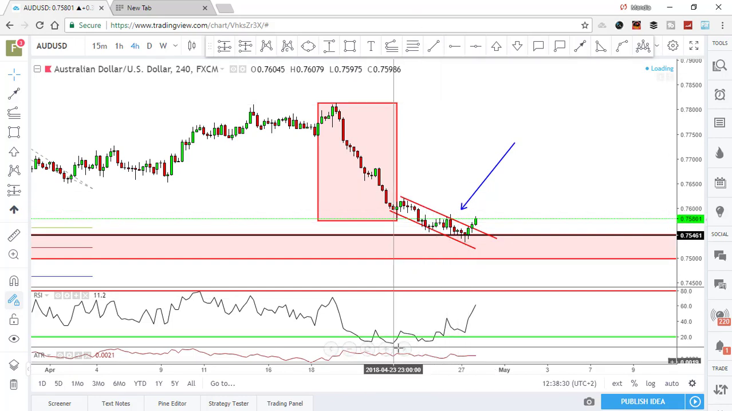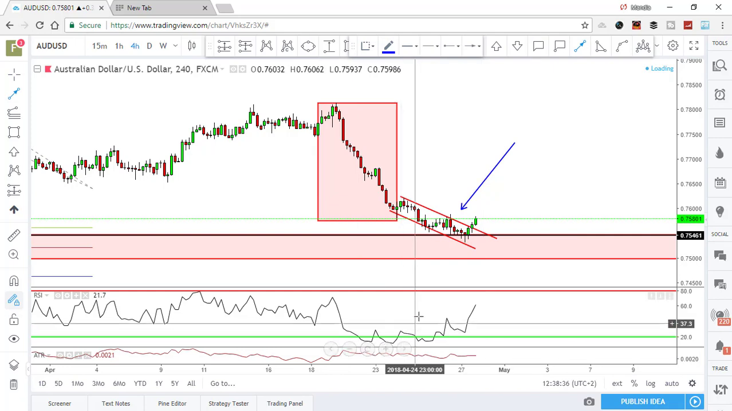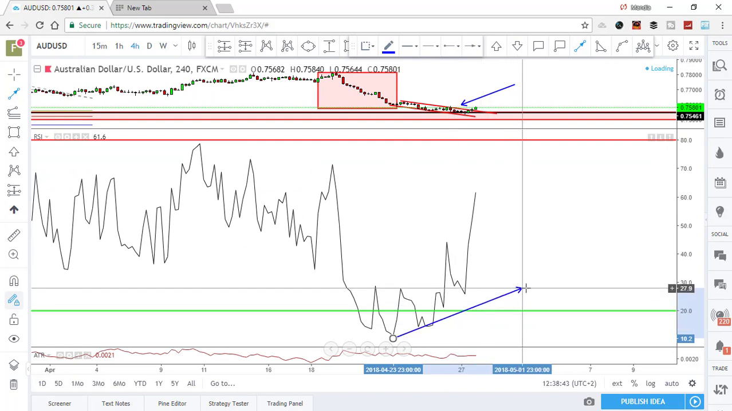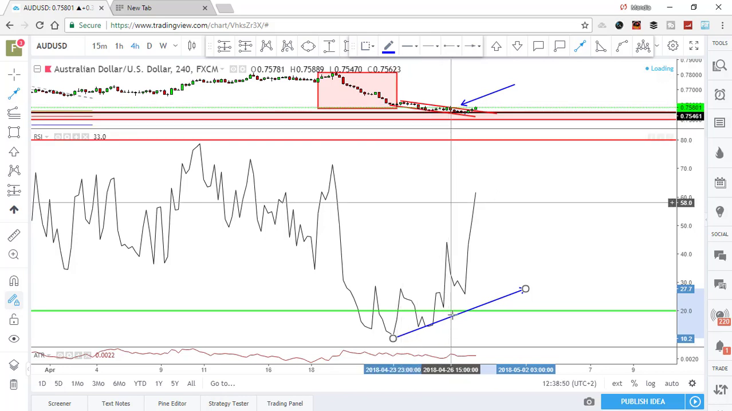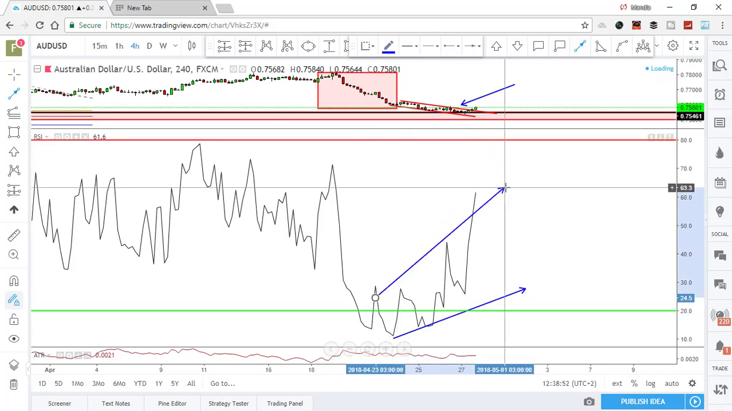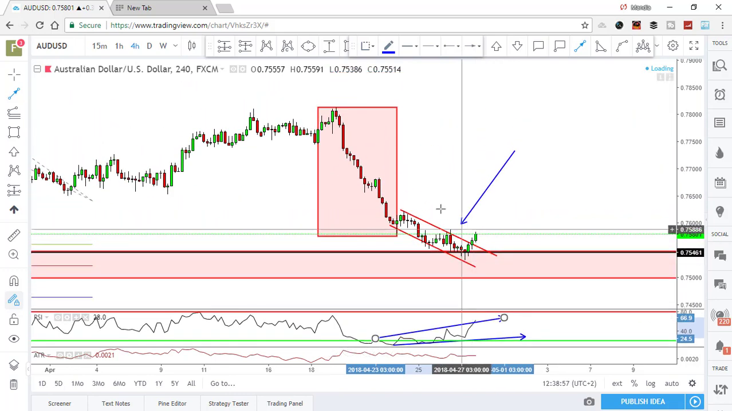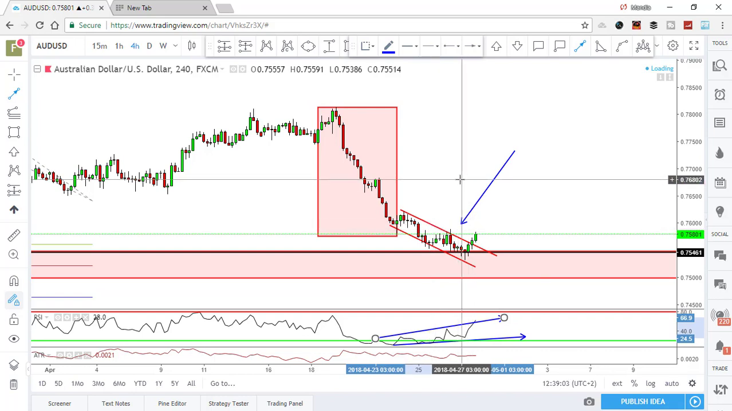And as we go down, we begin to have a bullish divergence on our chart. As soon as we had this level, we began to be oversold, and the market has been going down, but we still have a bullish divergence as our RSI gives us a higher high, while price action is giving us lower lows, which is another sign of a loss of momentum in sellers.